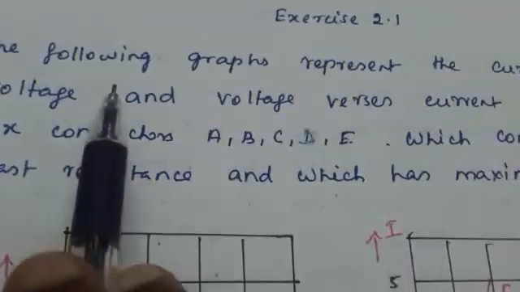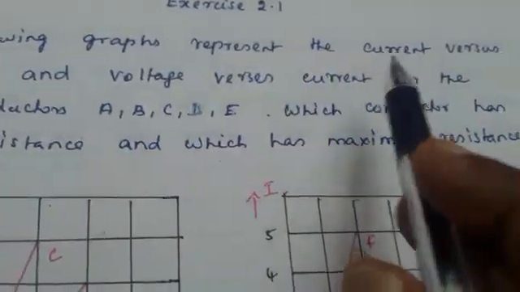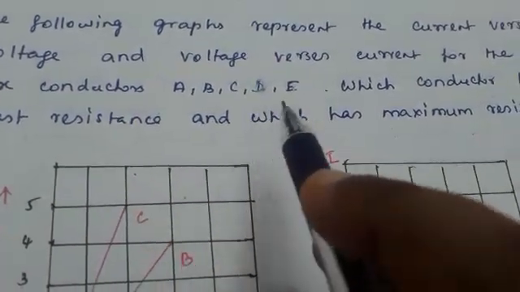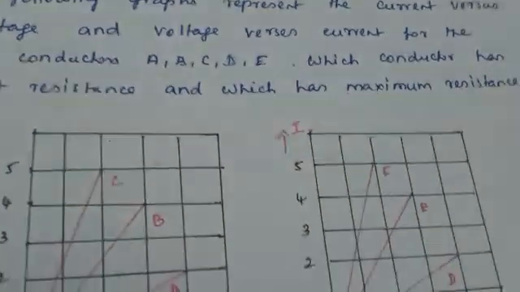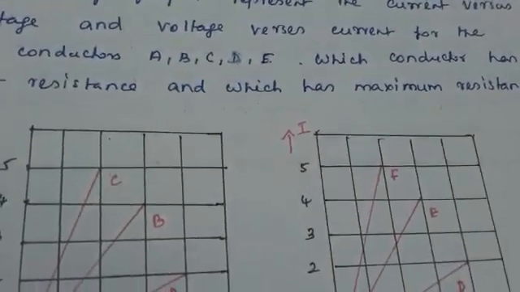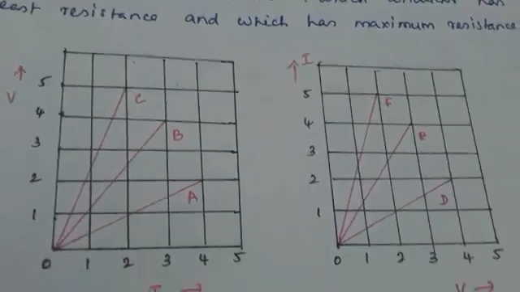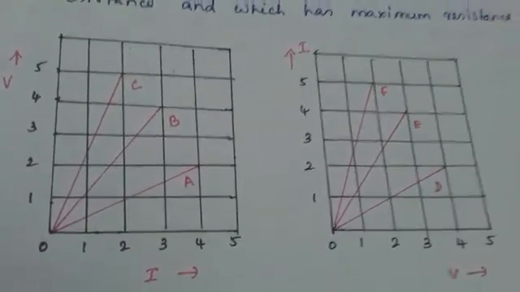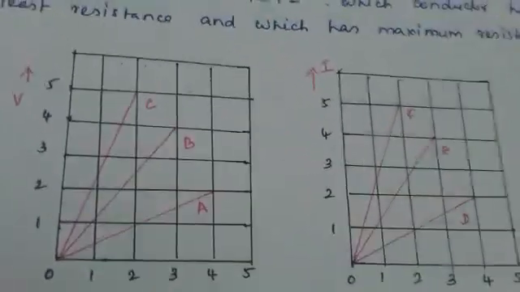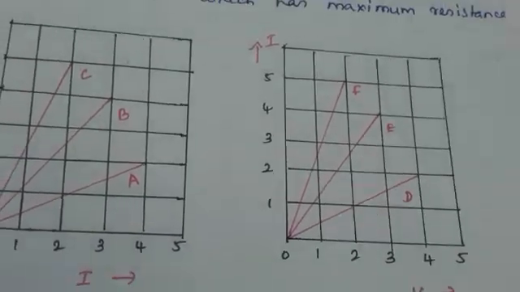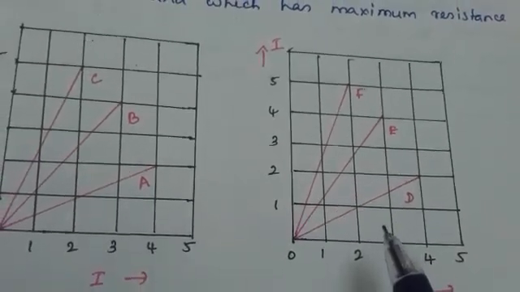Exercise 2.1. The following graphs represent the current versus voltage and voltage versus current for conductors A, B, C, D, E. Which conductor has the least resistance and which has the maximum resistance? Now there are two graphs. The first graph is between current and voltage, that is, current along the x-axis and voltage along the y-axis. In the second graph, voltage is along the x-axis and current along the y-axis.